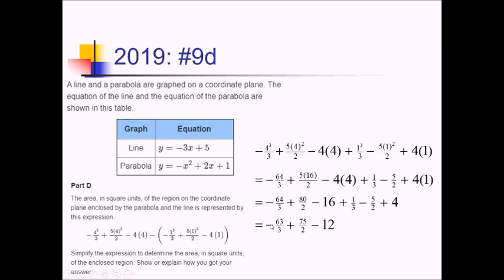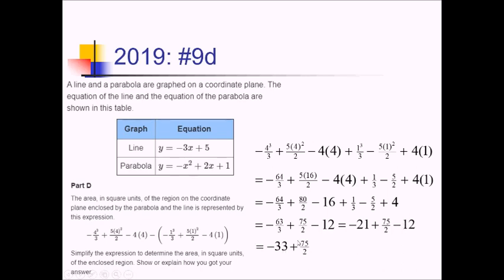I can clean up this negative 63 over 3 a little bit. That's really, if I divide, that's going to be negative 21. And let's see here, negative 21 minus 12, I'll take care of those. That adds up to negative 33.